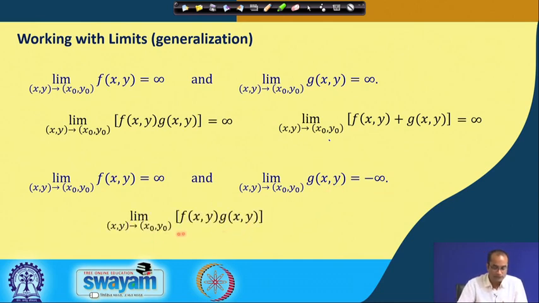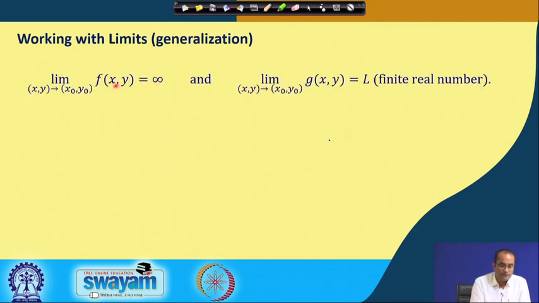So, in this case, since one is minus infinity and another one is plus infinity, the product will be infinity again with a minus sign, because one is negative and one is positive. So, plus into minus 1 is minus 1, and then here we have infinity. So, this will approach infinity.